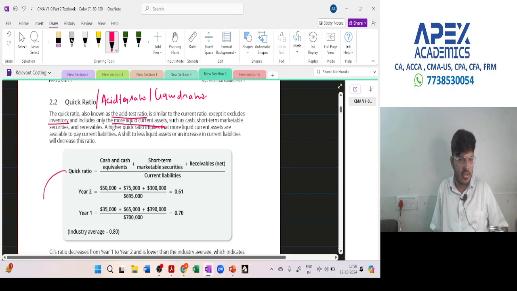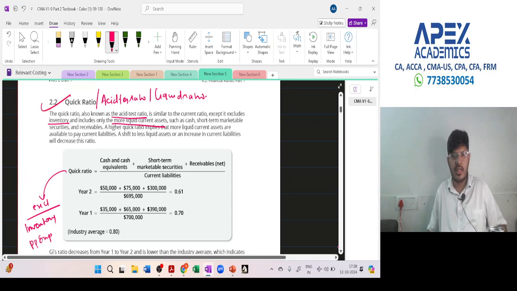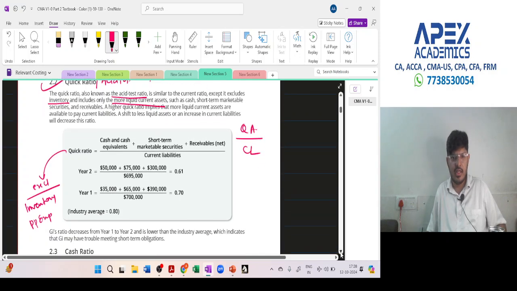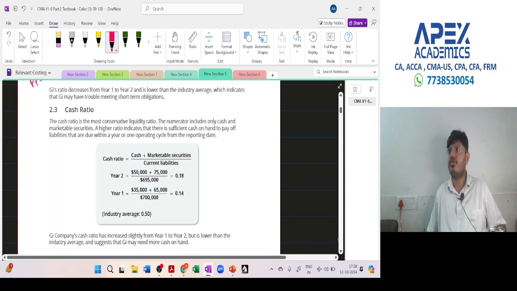So in quick ratio, what is excluded? Inventory is excluded and prepaid expenses are excluded. What is the formula? Quick assets upon current liabilities. Next formula. Absolute cash ratio.